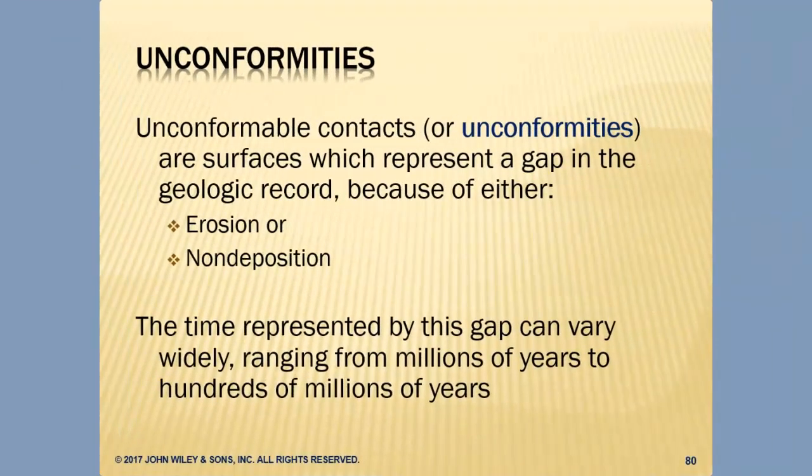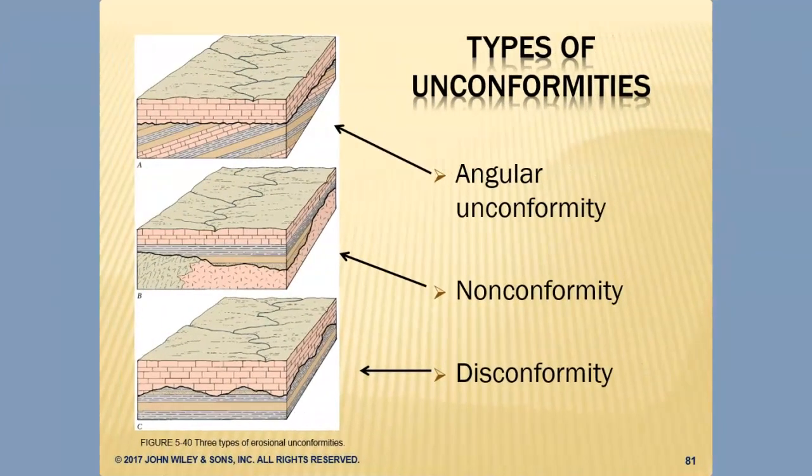In one of our labs, we talked about unconformable contacts, also known as unconformities. And this represents a gap in the geologic record because there was either erosion or there was a period of non-deposition. This unconformity can represent a very long period of time, like millions of years, or even hundreds of millions of years. Here are the different types of unconformities we've seen: an angular unconformity at the top, a nonconformity in the middle, and a disconformity at the bottom.